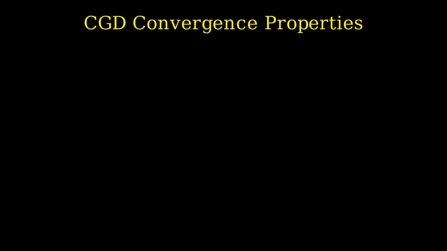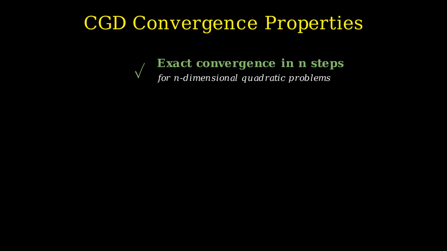Now, let's talk about why CGD works so well. What are the theoretical guarantees? Let's go through the key convergence properties. Property 1, exact convergence in n steps.